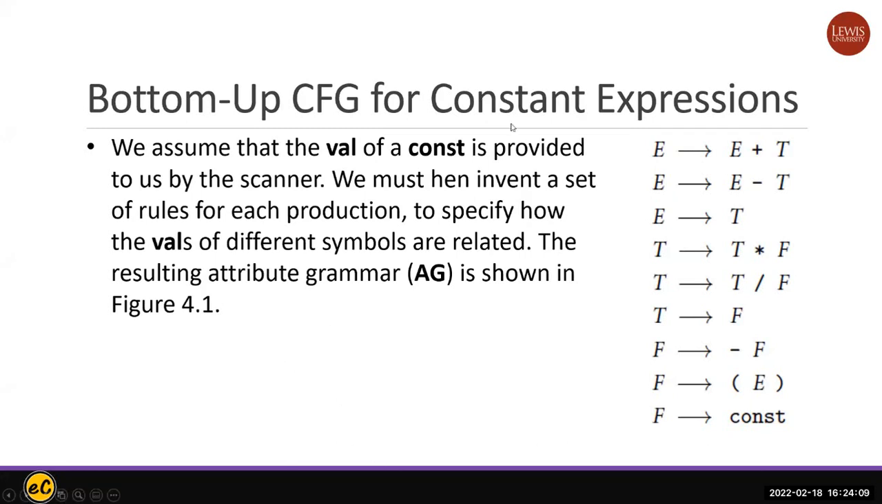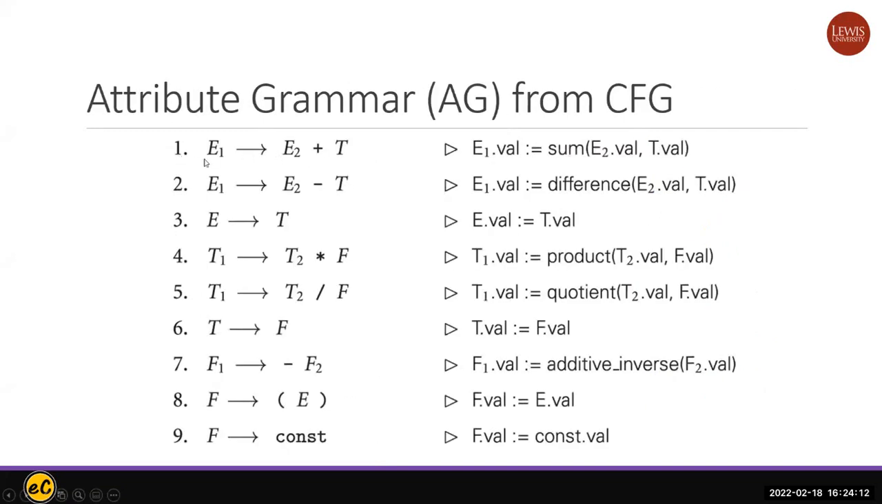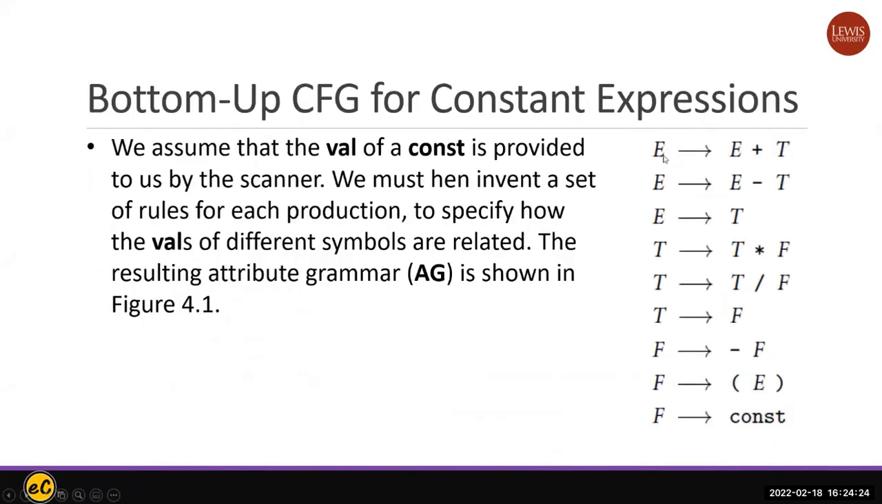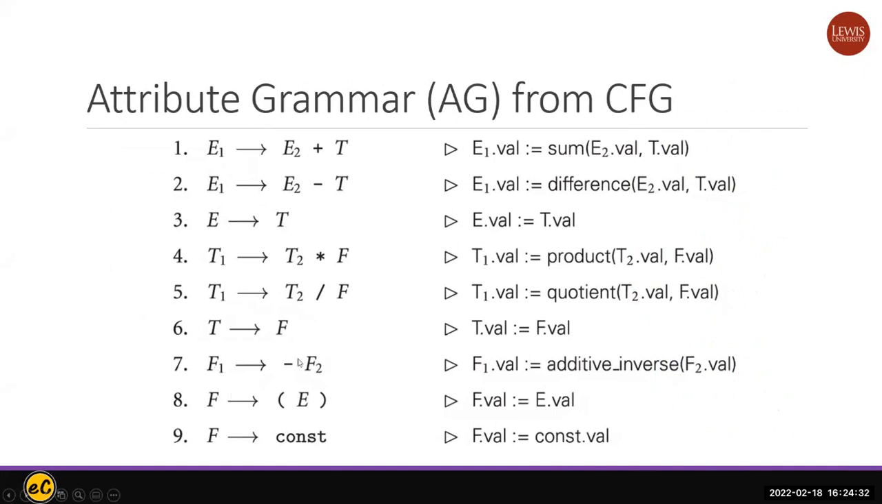So let's look at 4.1. In 4.1, you have E1 equals E2 plus T. We differentiate the E and T. E has different instances. With the grammar rule, we have these E1, E2, and E, T1, T2, and T, F1, F2, and F. These are the basic functions. So we create the so-called attribute grammar on the right. E1's value is the sum of E2's value and T's value.